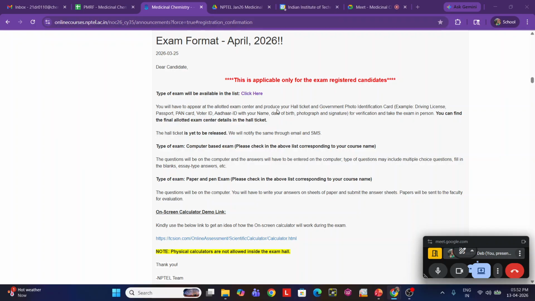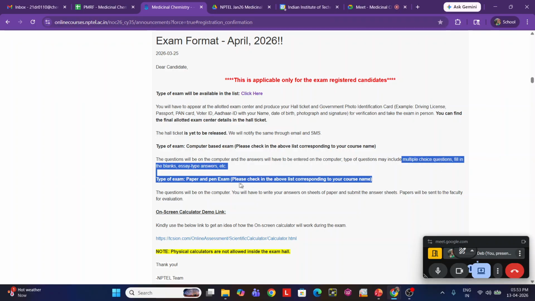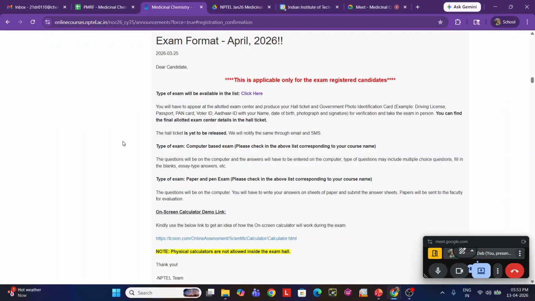Here you will see there is a type of examination. If you click on the list, you will find that for our medicinal chemistry, it is the CBT, or the computer-based examination. In case of the computer-based examination, the questions will be on the computer and you have to enter the answers on the computer. The type of questions may include multiple choice, fill in the blanks, and essay type answers. So this will be the pattern of your examination.